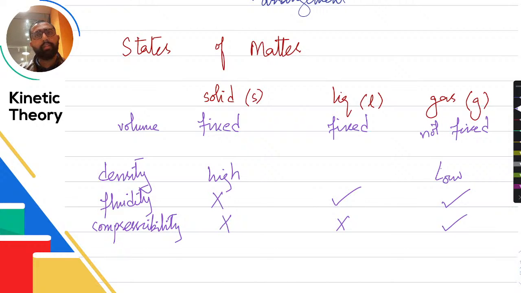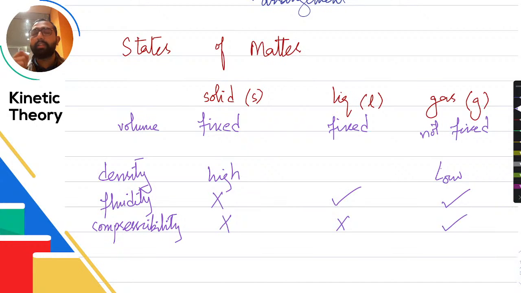Okay. Why are they not fixed in gas? Why is the volume not fixed in gas? Same. In gas, the distances are large. Particles can be brought together without changing state. So gas is compressible. Gas has volume that changes.